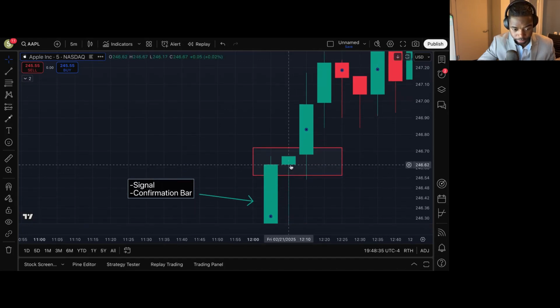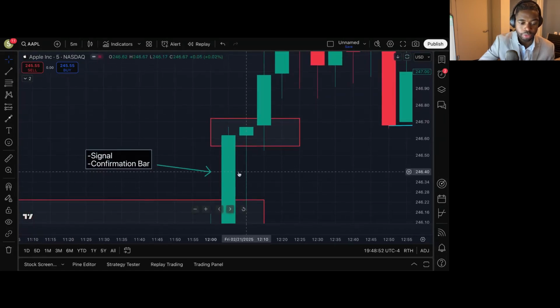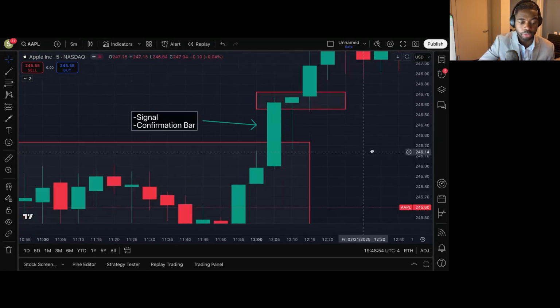So that'd be right there. This is where you enter. At this price of 246.62, if you're buying options, you would purchase option contracts right when this bar opens. That's how you enter trades. You wait for a signal bar that is breaking above a range.